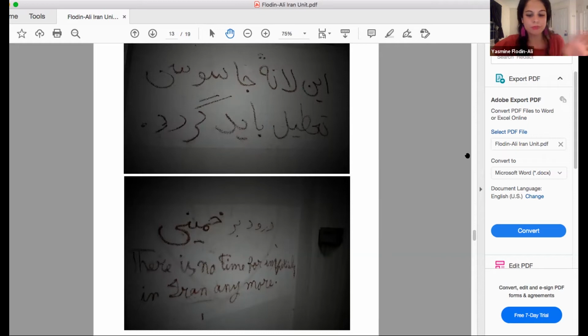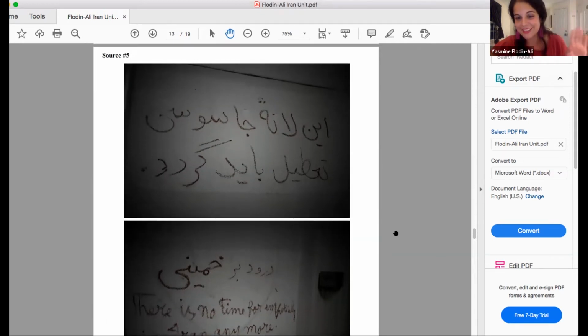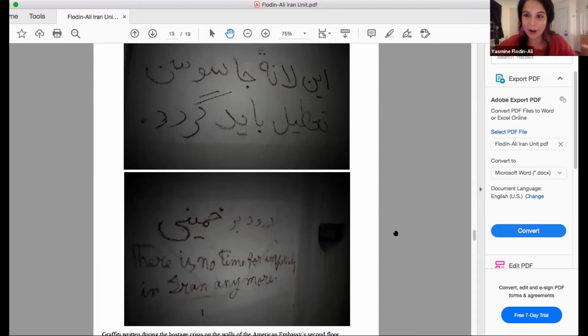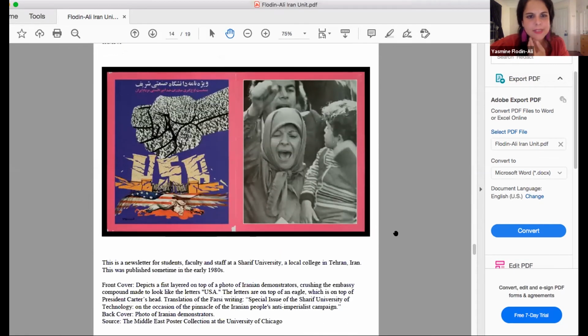And again, obviously the hostage crisis was a terrible crisis and an awful tragedy. So not at all diminishing that, but just trying to think about the way that it's being framed in these sources. This is a kind of intense one.